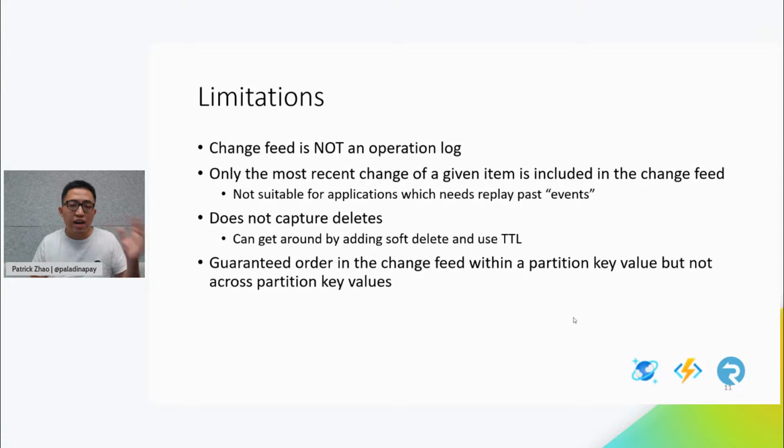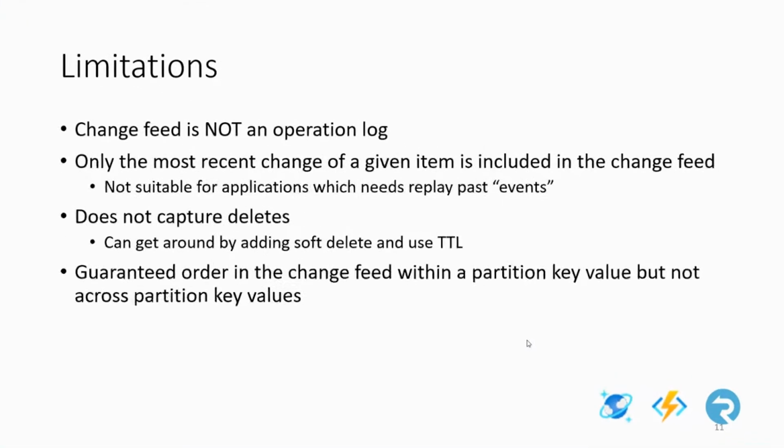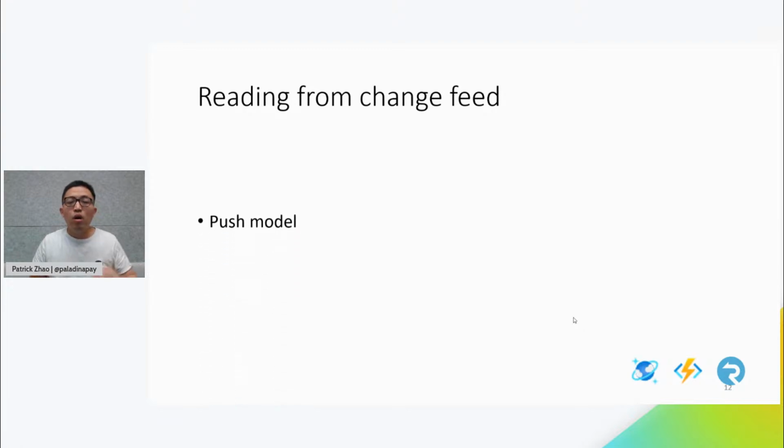And lastly, I'd like to touch on the last limitation: there is a guaranteed order in the change feed within a partition key value, but not across partition key values. So if the order of values across different partition keys matters a lot in your application, then you need to choose a great partition key. This topic is quite big, so I'm not going to expand too much on it for the interest of time. We've understood why we want to use those technologies. Let's look at how we can do it.